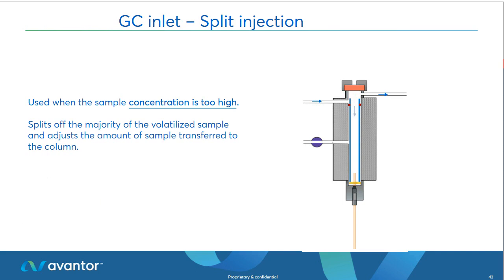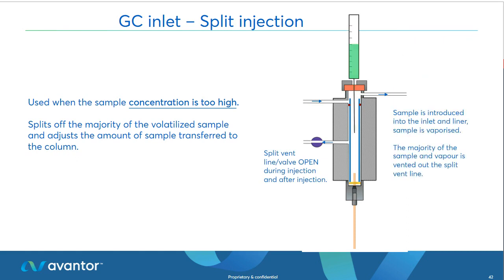And you can see that the arrow showed the direction of the flow. So it's going out the septum purge and then down the column and then out that split vent. And the split vent is open throughout the injection. The sample is introduced, it's vaporized, and then the majority of the sample goes out that split vent, and some of the sample goes down the column for separation and detection.